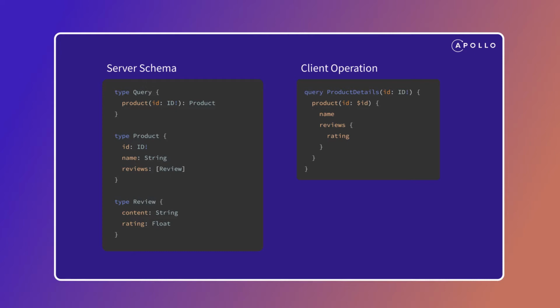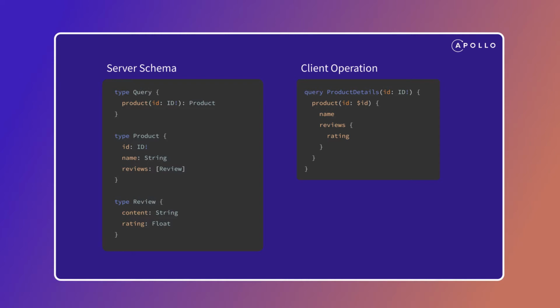On the right, I have a client operation. This is how a client indicates the requirements it has of the API in order to render a view or build some other kind of experience. In this particular operation, we're exercising the capabilities of fetching products and some basic details and traversing that relationship.